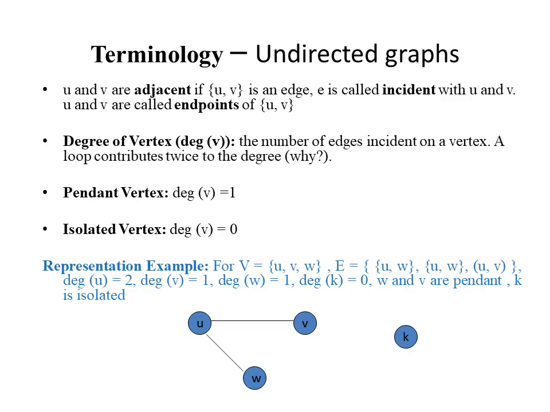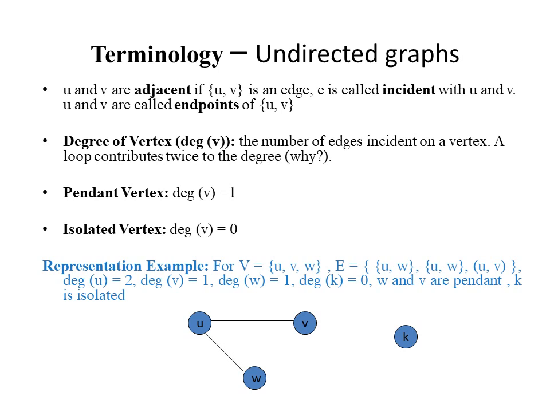So how are you going to represent that particular undirected graph? You have 3 vertices, u, v and w. The first edge is uv, then uw, and then vw. Degree of u is 2 because two edges start from or come to u. And degree of v is 1 because only one edge is connected.